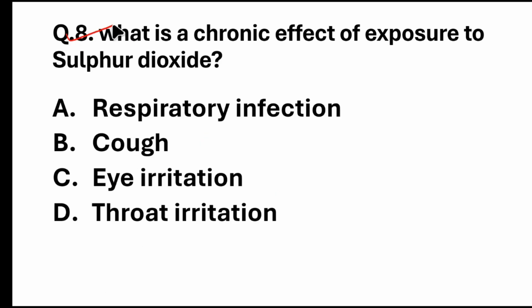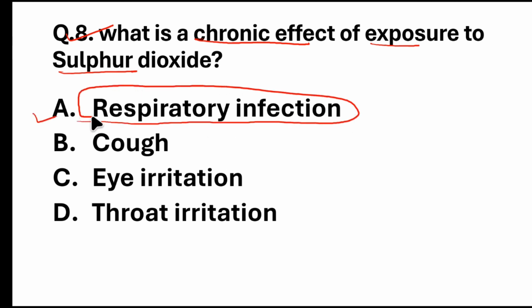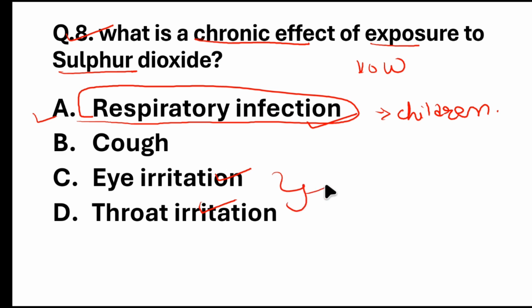Question number 8. What is the chronic effect of exposure to sulfur dioxide? Answer option A. Respiratory infection. A chronic effect of exposure to low concentration of sulfur dioxide is respiratory infection, especially in children. The other given options like eye and throat irritation are short-term effects.